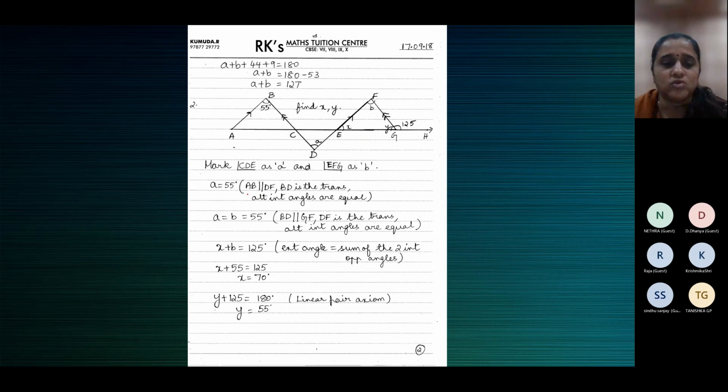So what you should understand is you must mention the parallel lines and the transversal when you use the properties of parallel lines. And here is the exterior angle property.